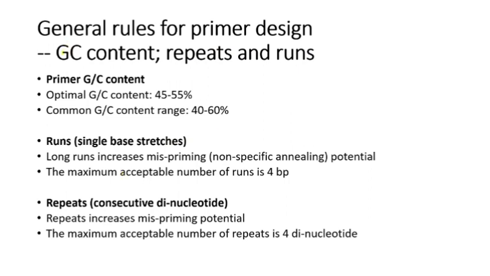The next rule for designing the primer is the GC content. GC content is a very important parameter when designing a primer. Optimal GC content should be 45 to 55%. About half of the primer: if you have 18 nucleotides in your primer, about 10 nucleotides should be GC. The common GC range is 40 to 60%. You should keep GC content in mind while designing the primer.